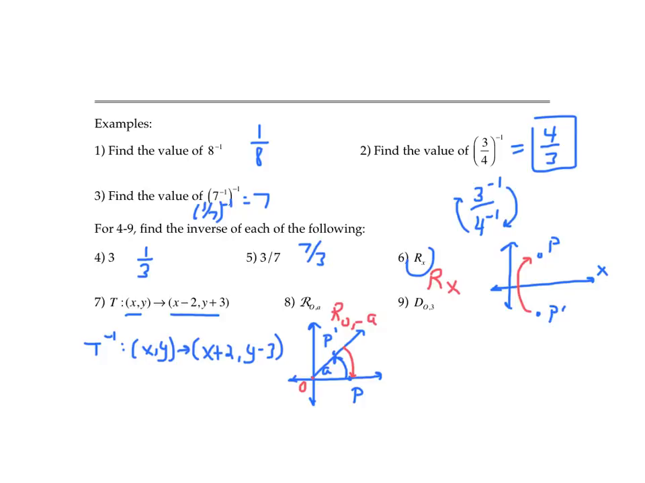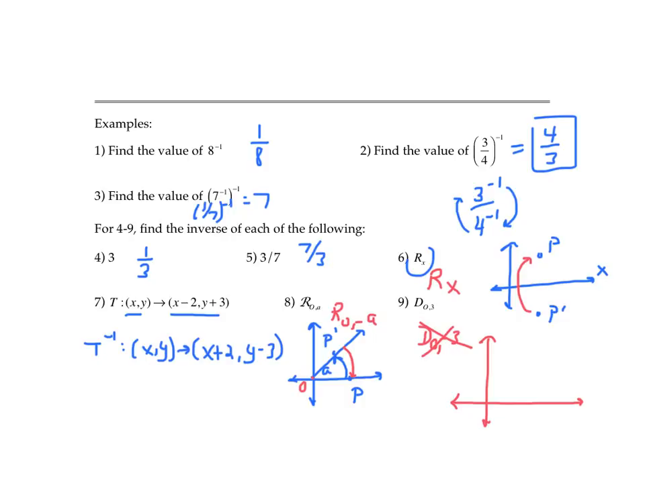For number 9, it's a really common mistake to say that the inverse of a dilation centered at the origin with a scale factor of 3 is the dilation centered at the origin with a scale factor of negative 3. That is not the inverse. Remember what a dilation does to your graph. It either expands it or contracts it.